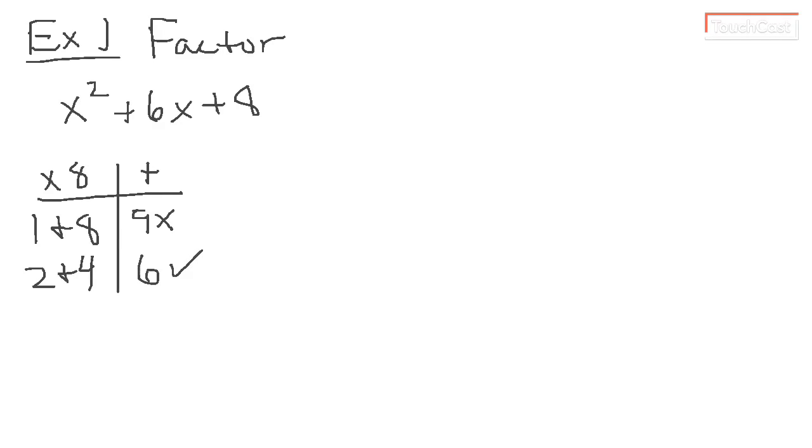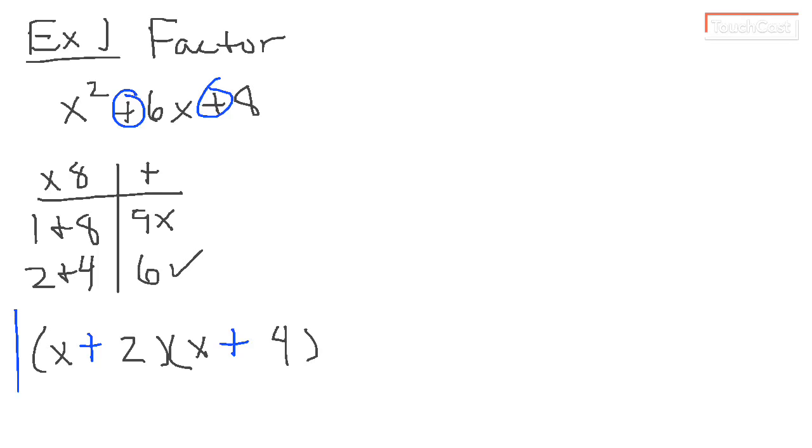So now I'm going to set up my factors. I'm going to have x's in both sets of parentheses. I'm going to write my 2 and my 4, and I look at the trinomial I have here. I've got a plus sign, which means both sets of parentheses are going to take plus. So my answer is going to be x plus 2 and x plus 4. Now this trick is only going to work when that last sign is a plus.